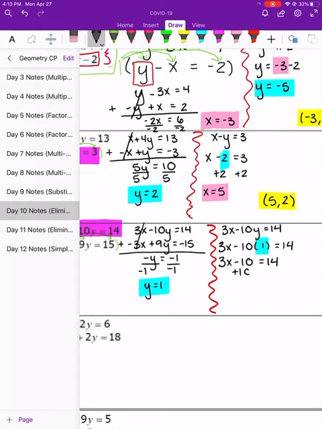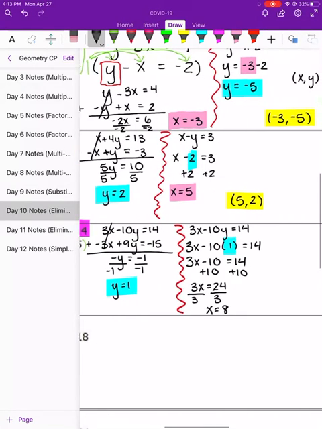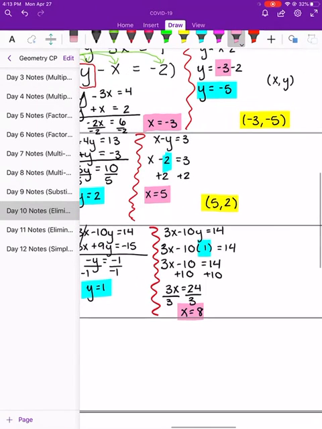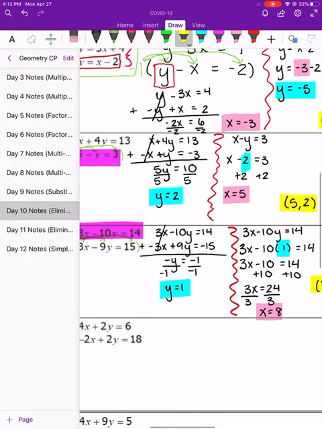So this is 3x minus 10 equal 14. Add 10 to both sides. 3x will now equal 24. Divide by 3. And x equals 8. So my final answer is going to be x comma y. So I'm going to get 8 comma 1. That is my ordered pair.